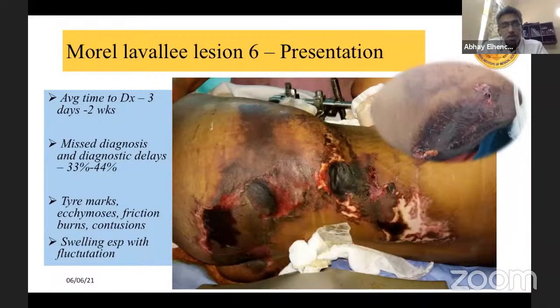The important thing to register is that if you have a patient who has tire marks, ecchymosis, friction burns, or contusions over the skin, these are not to be taken lightly, and these are to be observed, investigated, and treated optimally, so as not to miss a very major complicating injury along with the bony damage that is present in a polytrauma patient. And what is extremely important clinically to assess is that swelling, especially that associated with fluctuation, is a very innocuous sign. So if you have a relatively innocuous looking lesion which has fluctuation, you definitely need to do the investigations, and you definitely need to treat it appropriately depending upon the individual presentation.